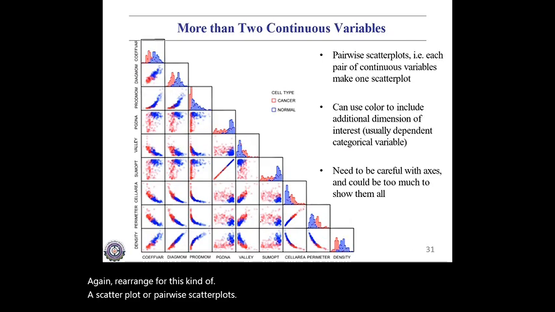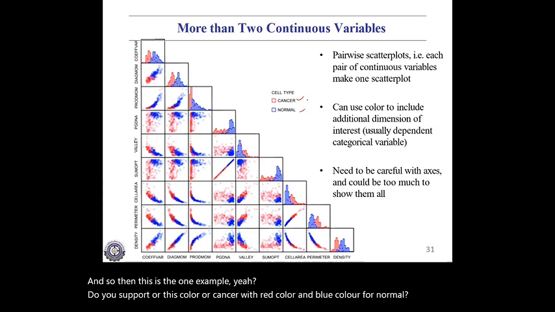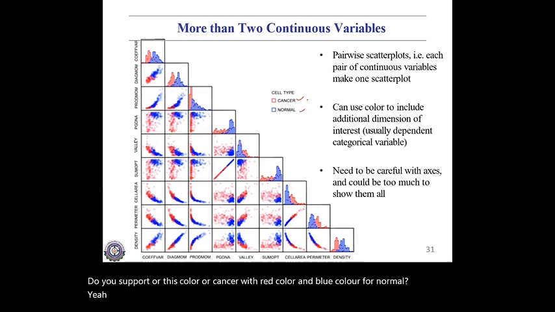So this is one example. This bar or this color is red for cancer and blue for normal, for each variable here, for different variables.